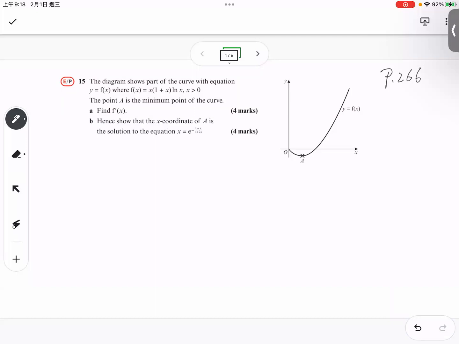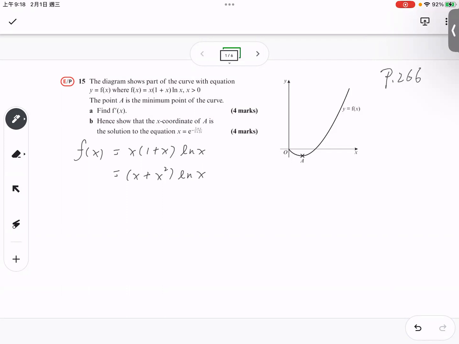I would suggest you do it in two ways, but in either of these two ways, you will find that these are product rules. So f(x) equals x times (1 plus x) times ln x. First of all, we will use the simple way. I will expand x times (1 plus x) into x plus x squared, times ln x. This is the first way I will choose to do the differentiation.